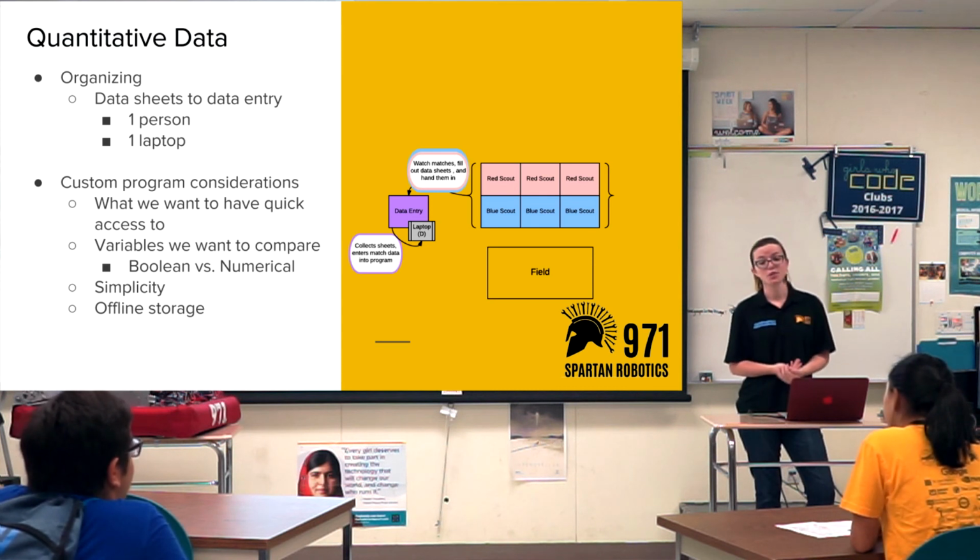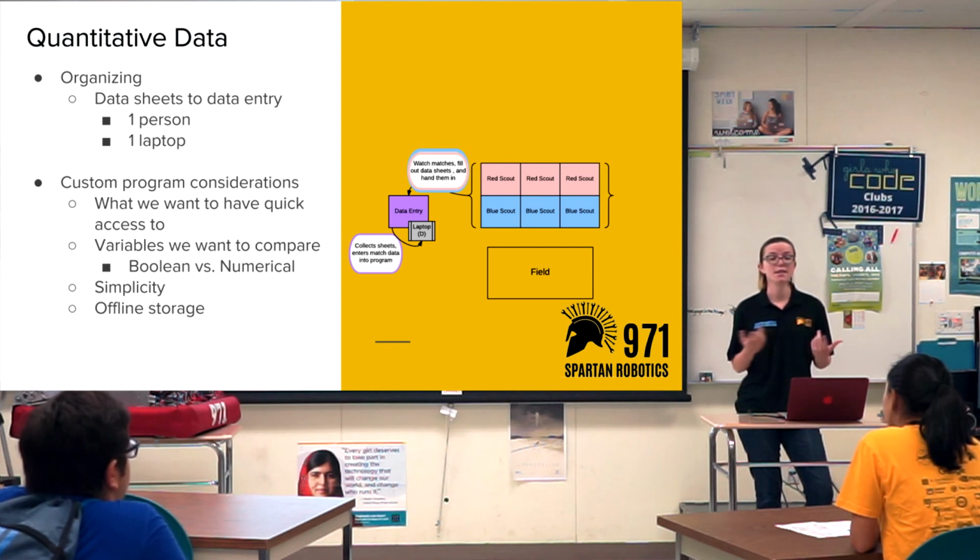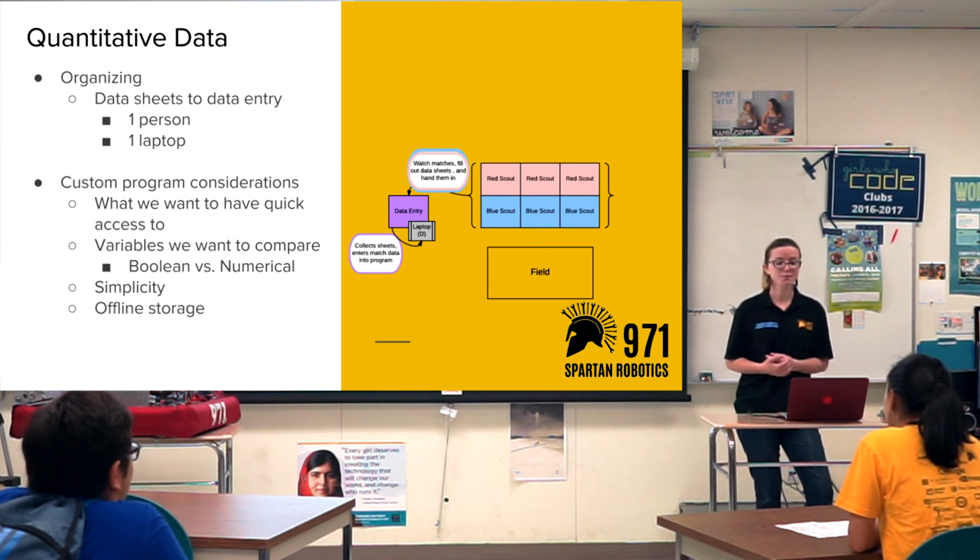You want to think about the variables you're going to want to compare. There are Boolean variables, which are the yes or no variables, like, did they hang? Yes or no. There's no in between. They don't get points for partial hanging. And there are also numerical variables, like a ranking scale, 1 to 3 driving, or how many points they put up. So you have to deal with those a little bit differently.